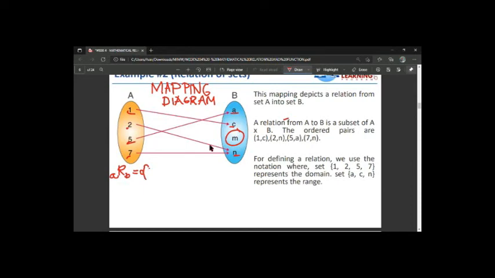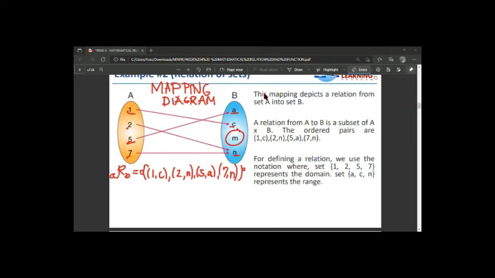So 1 partners with C. Then 2 partners with N. Then 5 partners with A. Then yung 7 partners with N. So this is the relationship between A and B. Ito na set. Okay, clear na. Okay, ulitin ko, ito yung relationship between A and B. So this is the ordered pair. Okay? Kung sino yung partner ni 1, ni 2, ni 5, at ni 7 from set B. Okay?